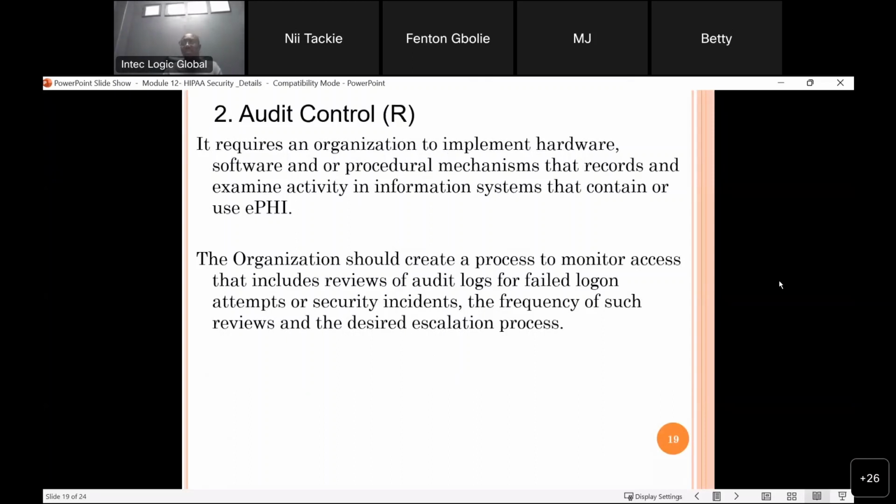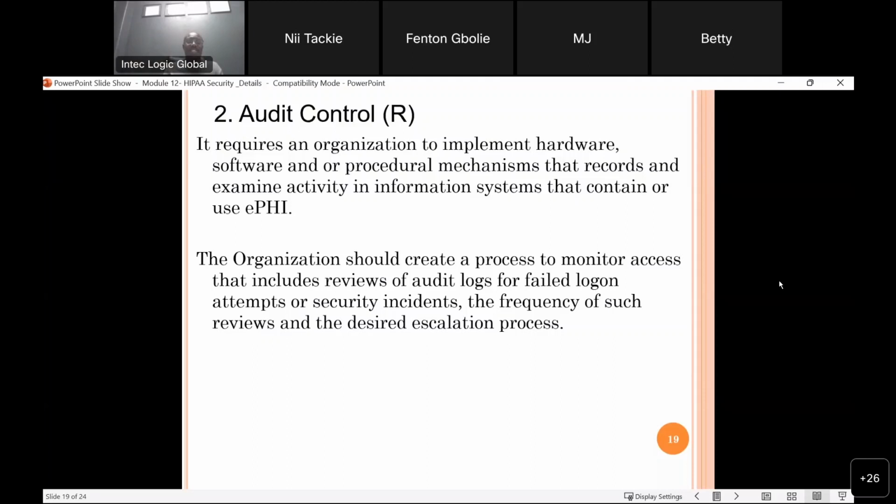Now, audit control. It requires an organization to implement hardware, software, and procedural mechanisms that record and examine activity in the information systems that contain or use ePHI. Right, that's what we're talking about. Anytime you use a system, it keeps records about you. There need to be some technical measures in place that trigger by themselves. Anytime somebody logs in, that technical measure starts working and keeps those records.